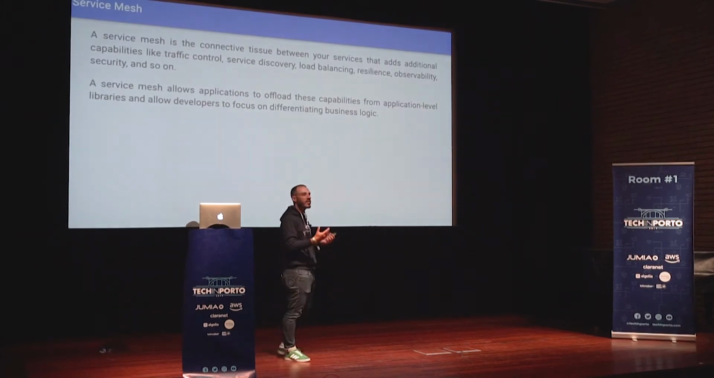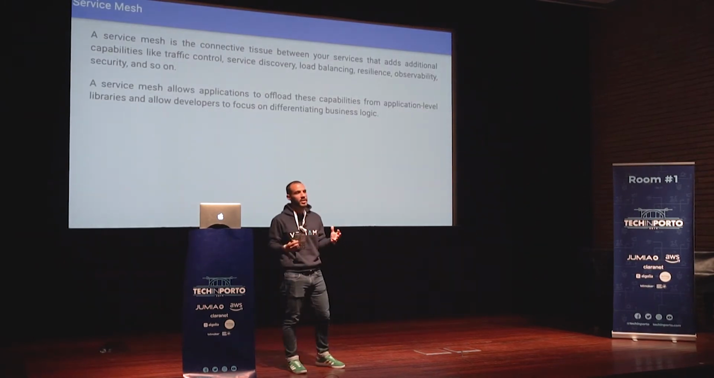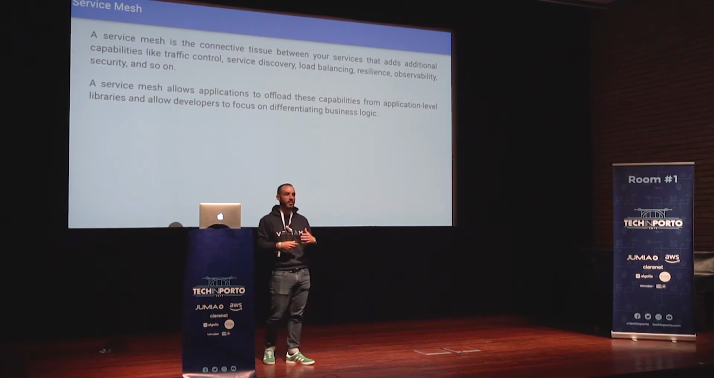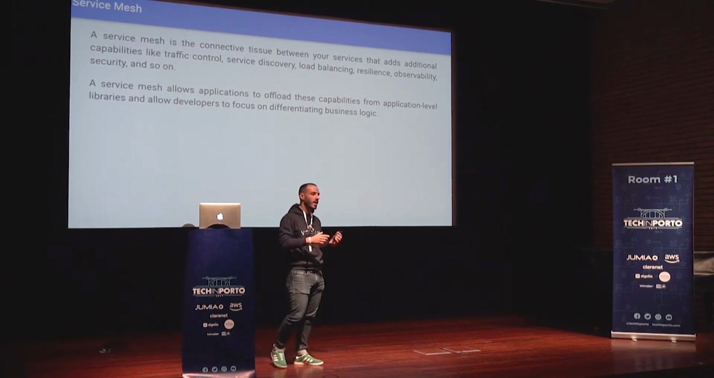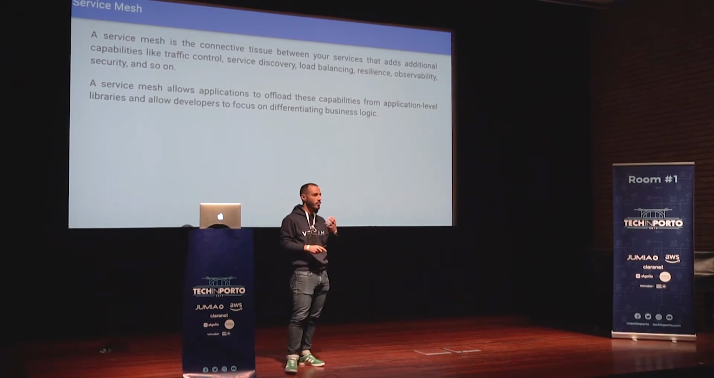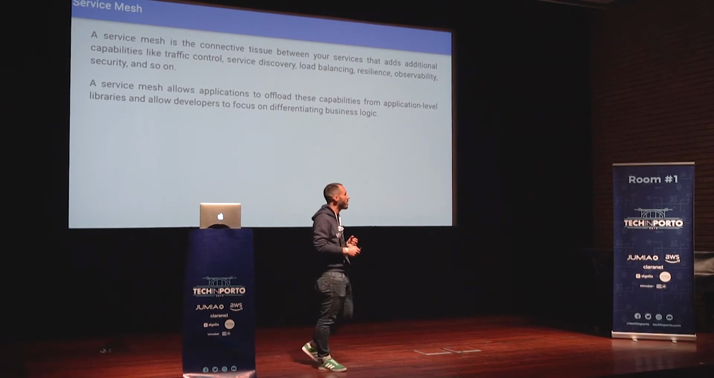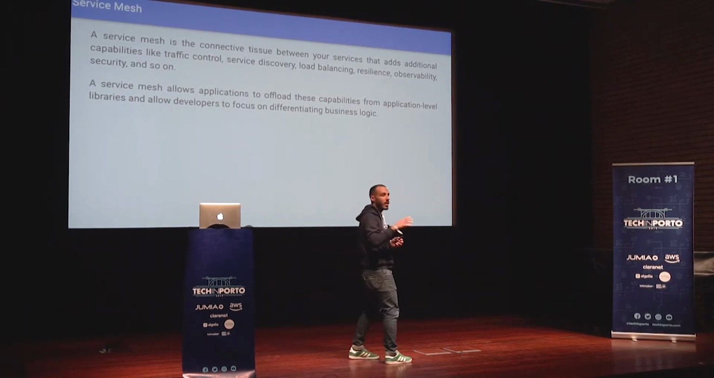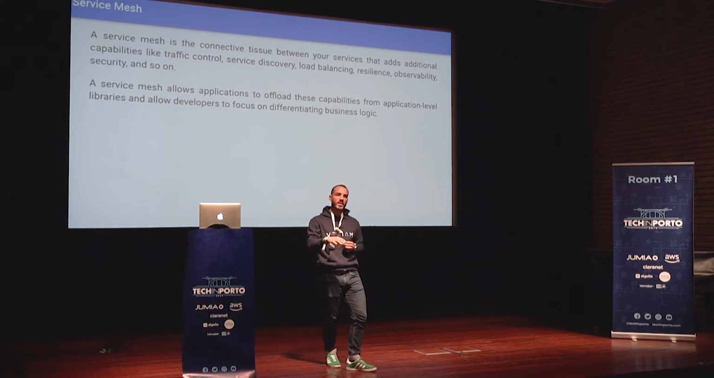So what the service mesh aims to be is the connective tissue between your services. The basic idea is that you will have something alongside your applications where you can offload some of the capabilities that you usually put in your app, and your apps only need to focus on business logic.